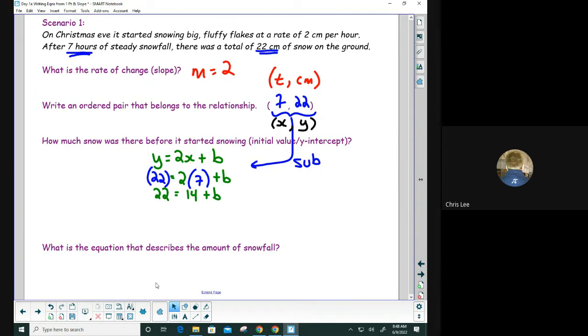If my goal is to figure out the b value, I have to get rid of this 14. How do I get rid of it? Inverse operation, subtract 14. 22 minus 14 is 8.